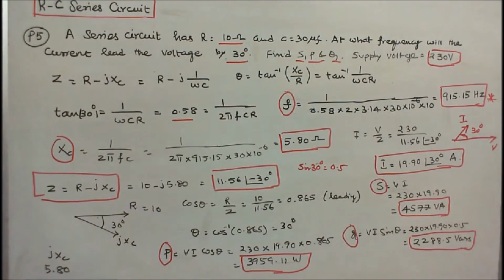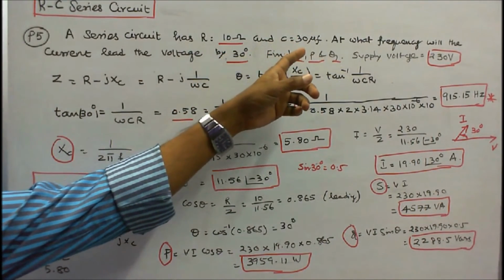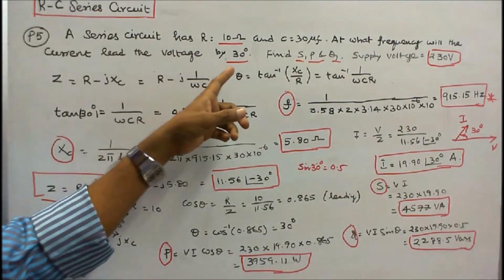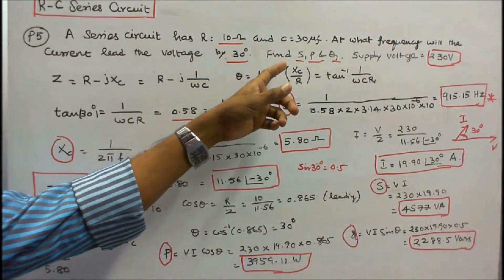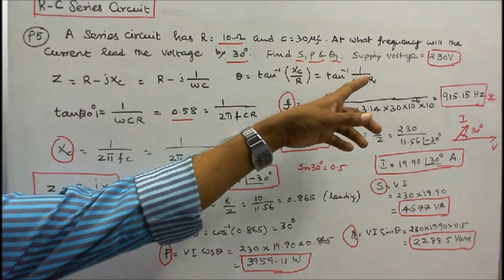Problem number 5. A series circuit has R = 10 ohms and C = 30 microfarads. At what frequency will the current lead the voltage by 30 degrees? Find apparent power S, real power P and reactive power Q. Supply voltage is 230 volts.